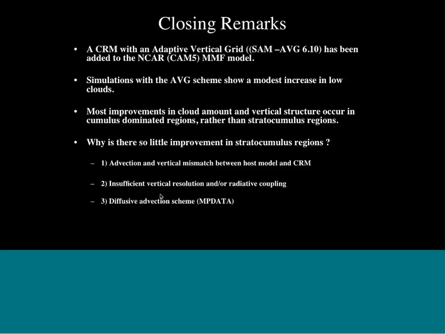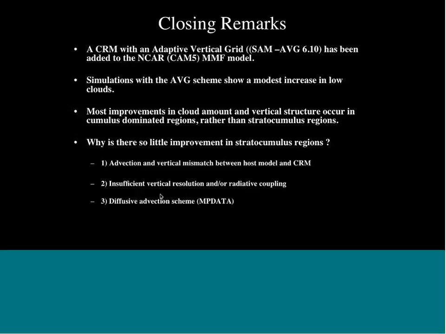So in summary, a cloud resolving model with an adaptive vertical grid has been added to the NCAR, in this case, CAM5 MMF model, and simulations with the AVG scheme show some modest increase in low clouds, but most of the improvements in cloud amount and vertical structure occur in the cumulus-dominated regions rather than stratocumulus. And so this raises the question, why is there so little improvement in the stratocumulus?